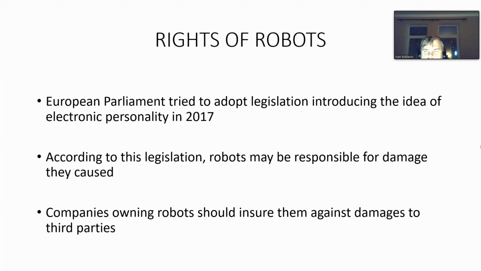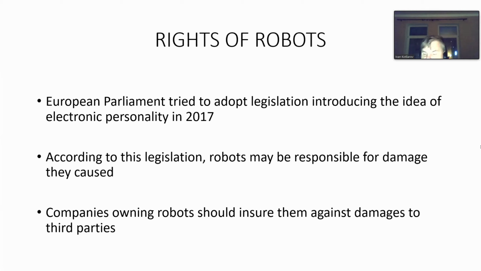And well, the next act is probably logical. Companies owning robots should insure them against damages to third parties. So, if you own a pilotless car, you should insure it against damages, just like you insure a normal car. So it is an attempt to include robots as a part of our society with the existing legal framework. Guys, do you understand it?